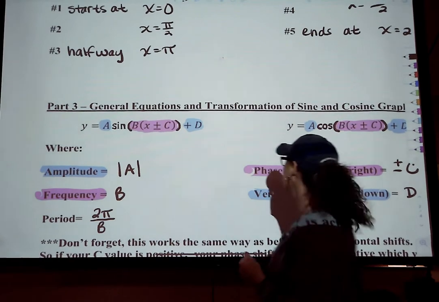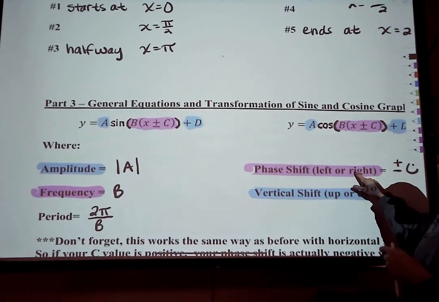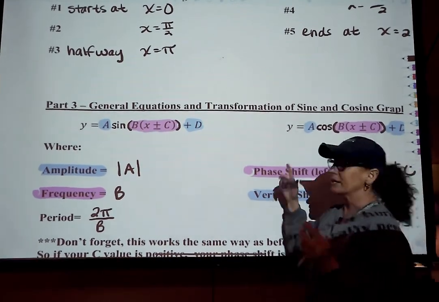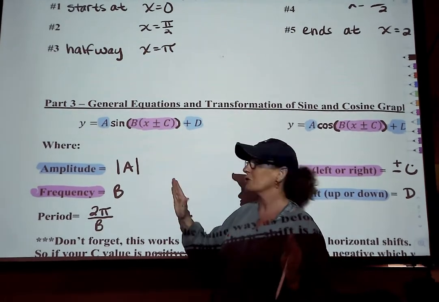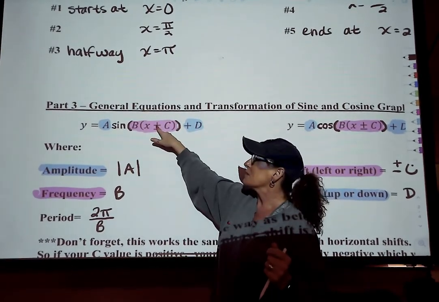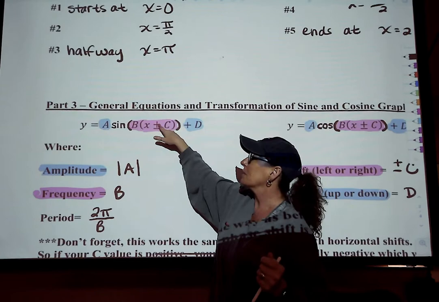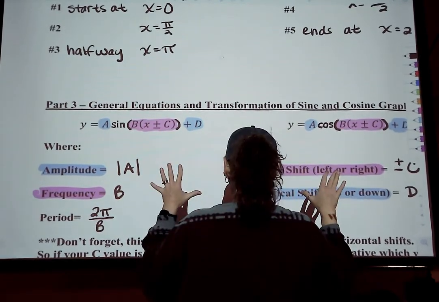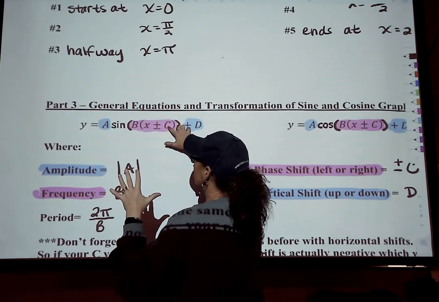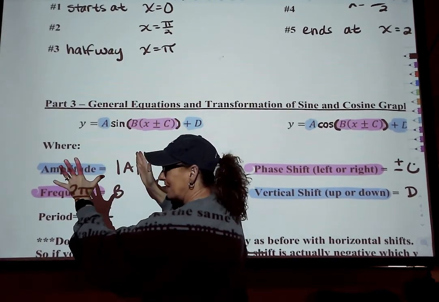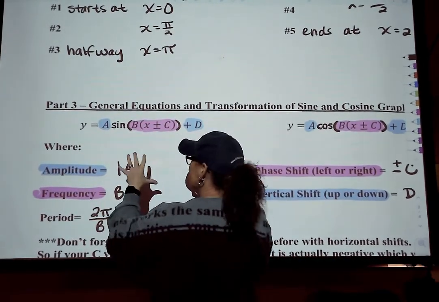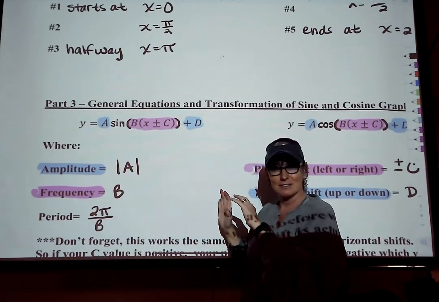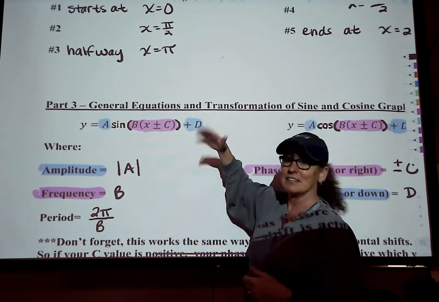We'll get to that. Phase shift. This is, does it shift left or shift right? This is just like normal. This is just what you're used to. If this is a plus something, it's going to shift left. If this is a minus something, it's going to shift right. And then D is the up or down movement.